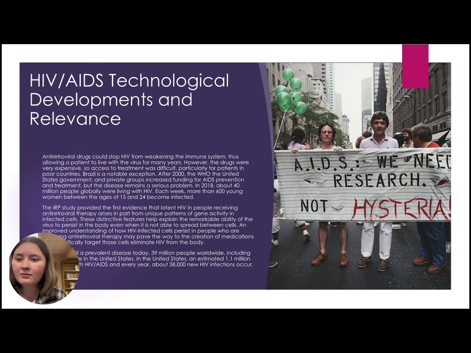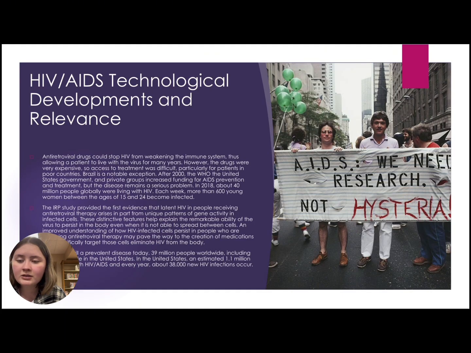The IRP study provided the first evidence that latent HIV in people receiving antiviral therapy arises from the unique patterns of gene activity in infected cells. These distinctive features help explain the remarkable ability of the virus to persist in the body even when not being spread, and being able to be spread by cells. An improved understanding of how HIV-infected cells persist in people who are receiving antiviral therapy paved the way to the creation of medications that specifically target those cells and eliminate HIV from the body.